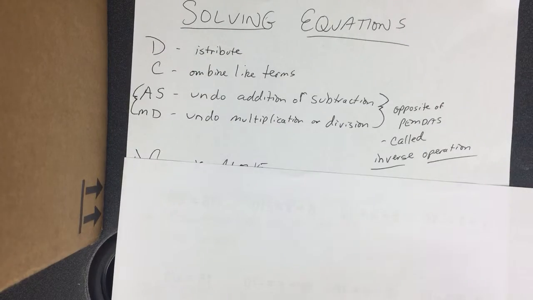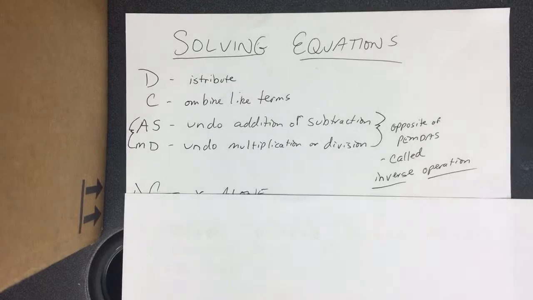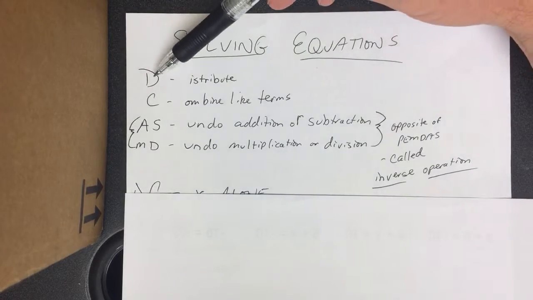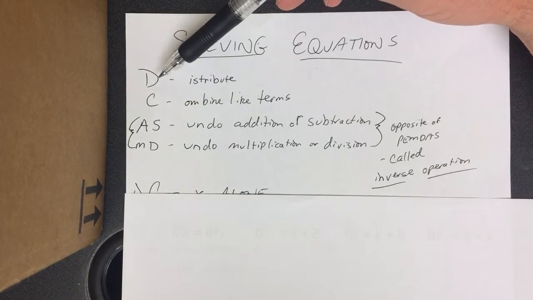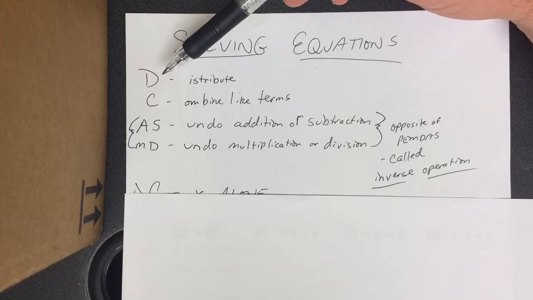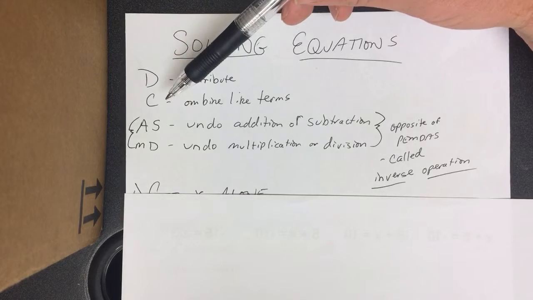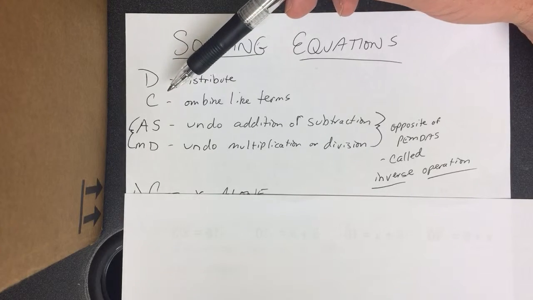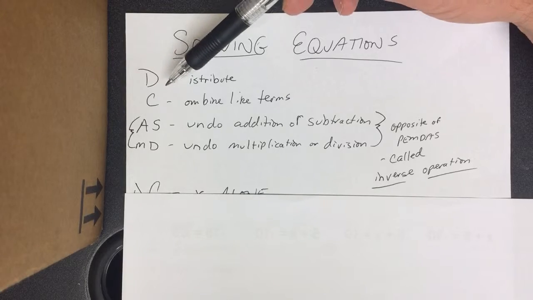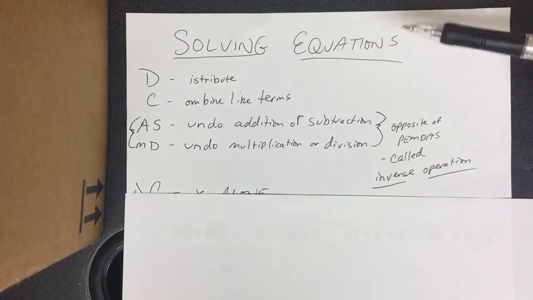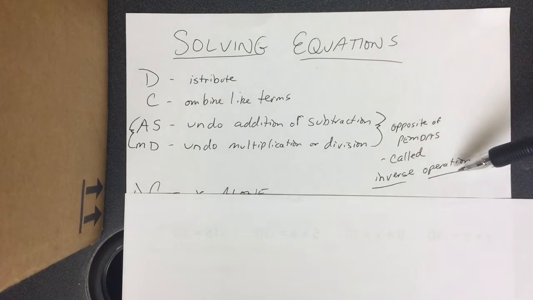So the first thing you want to do is look for these key things. When you see an equation, if there is some distributing to be done, and you'll see what I mean by distributing later, you must do that first. Once you distribute, you then must combine like terms, if at all possible. After you combine like terms, you're going to do the inverse operation.